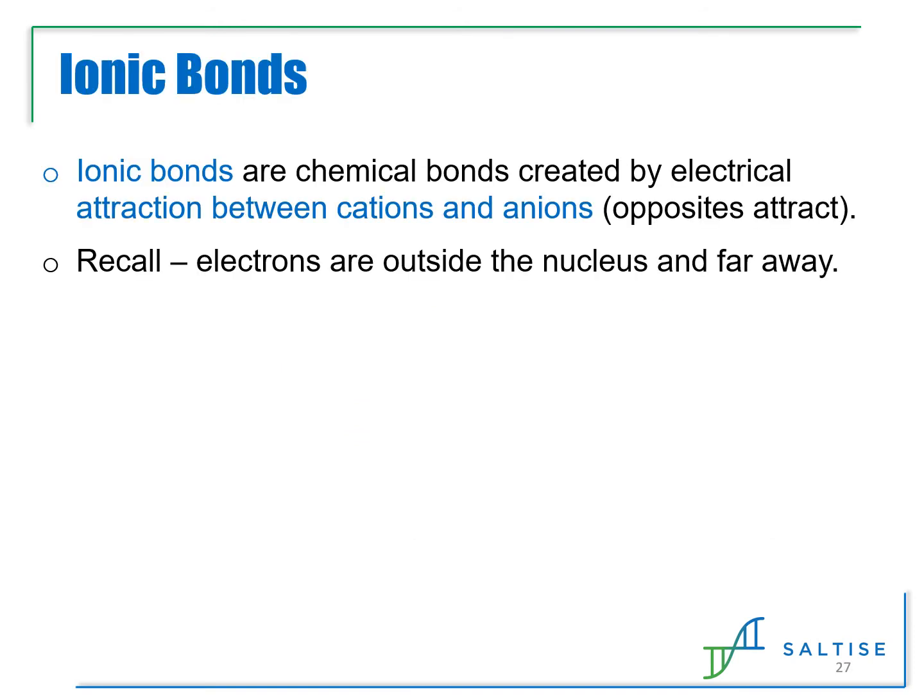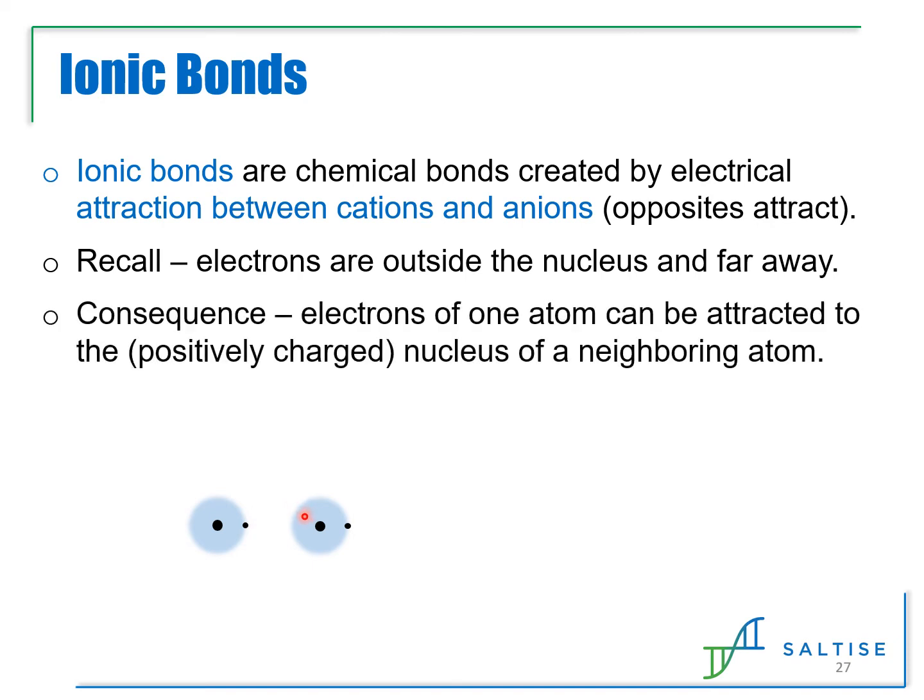Ionic bonds are formed between 2 oppositely charged ions through electrostatic attraction. Generally, it's between a positively charged cation and a negatively charged anion. If we think back to atoms, electrons are found outside of the nucleus. Sometimes the electrons can be quite far away from the nucleus. If they are far enough, the electrons can be attracted to the nucleus in a neighboring atom.